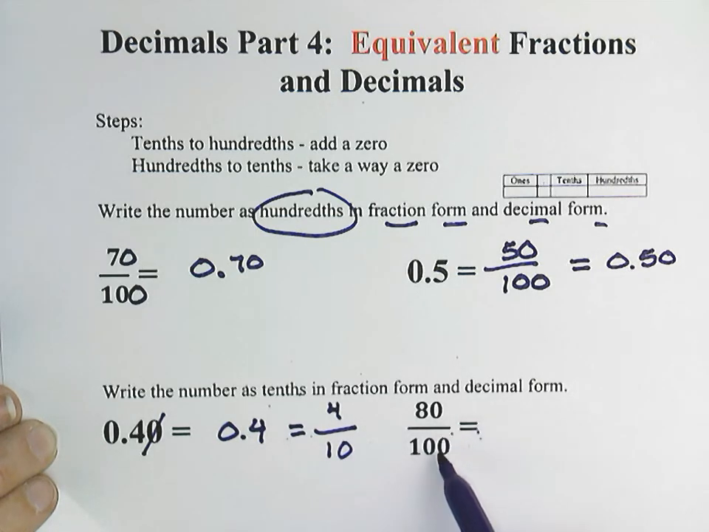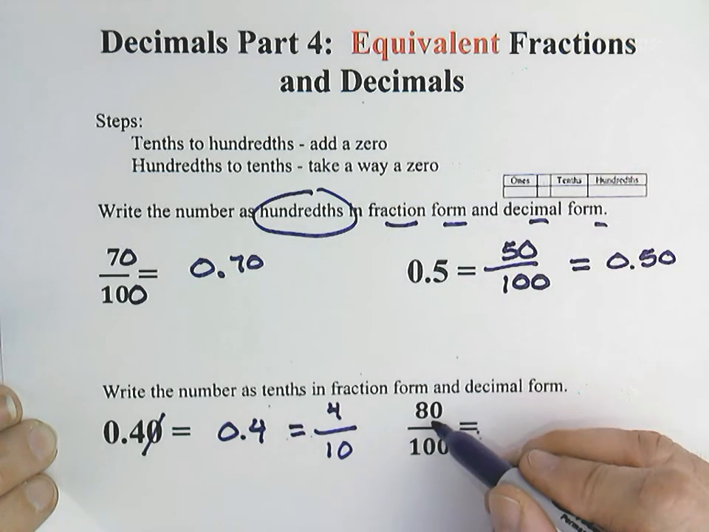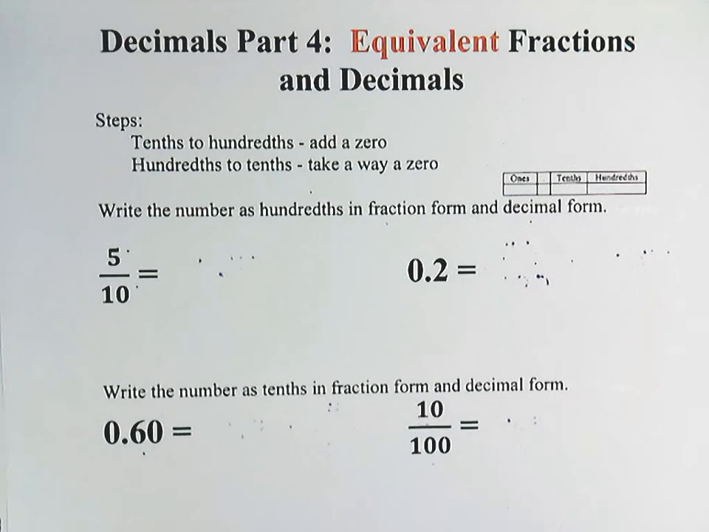Here we have it in fraction form in hundredths, and we want to go to tenths, and we just said to take away a zero. So 8/10ths, and 8/10ths would be expressed in decimal form like that. Pause if you like and see if you can solve.